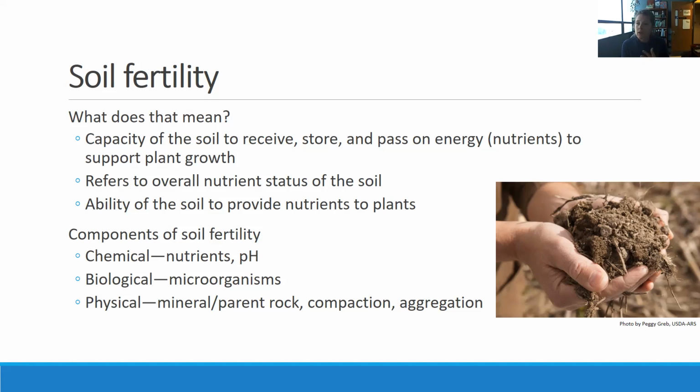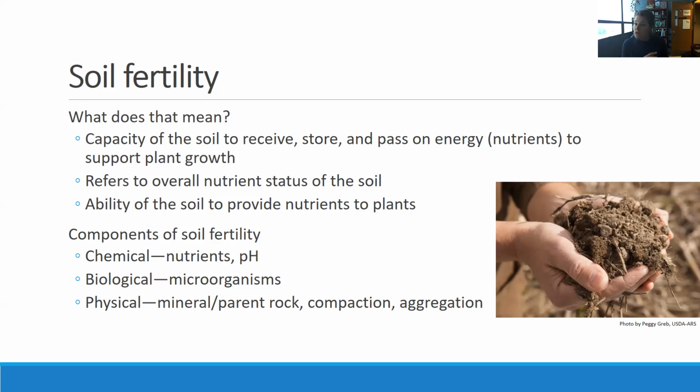The components of soil fertility are not just chemical, it's not just nutrients, but also pH. There's a biological component, right? Microorganisms convert nutrients. There are processes that are happening completely out of our view, microscopic microorganisms that are converting nutrients from one form to another.